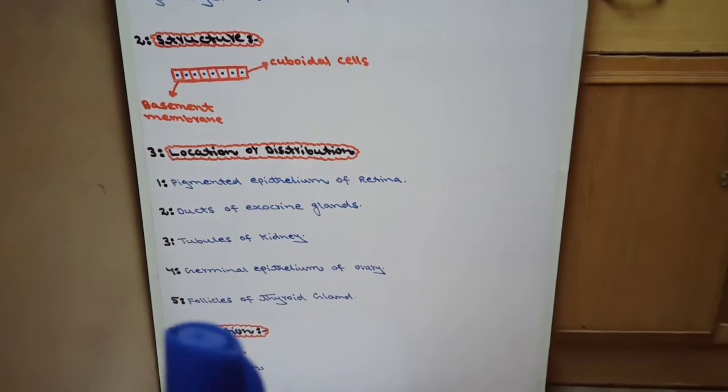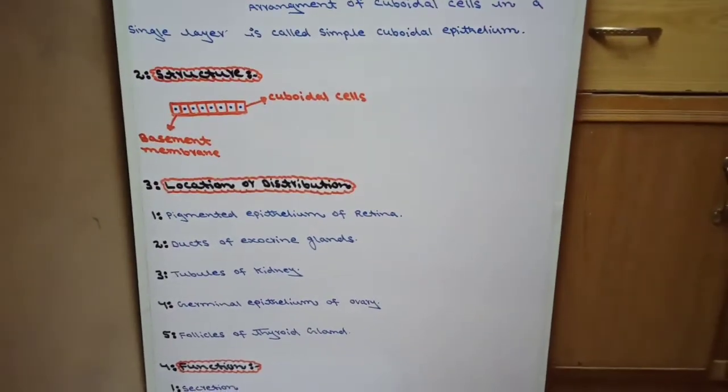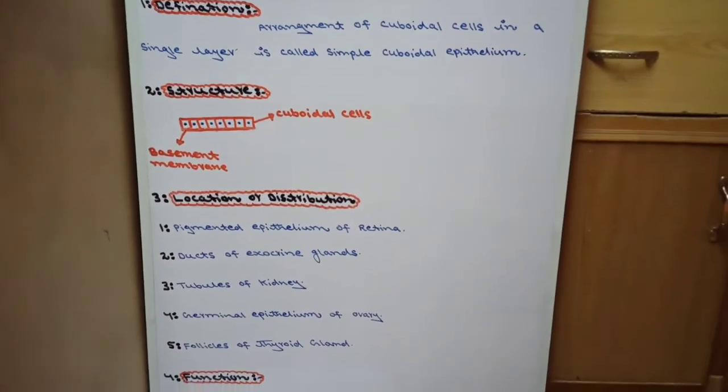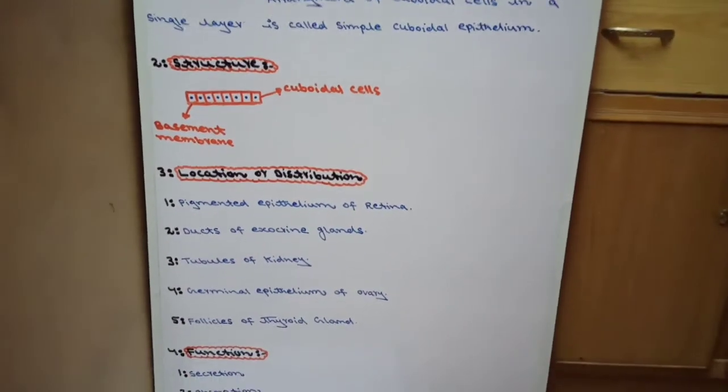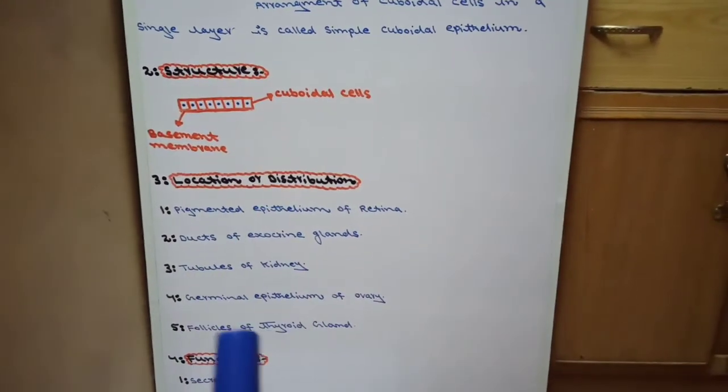Number 5, follicles of thyroid gland. Thyroid gland follicles are lined by simple cuboidal epithelium. These are the 5 locations or distribution of simple cuboidal epithelium.